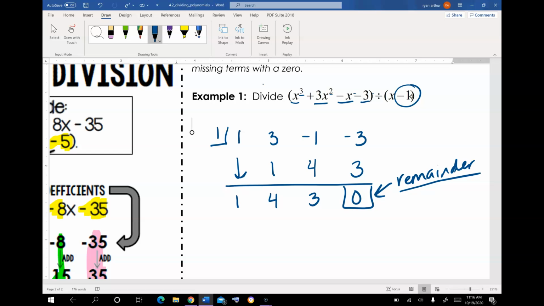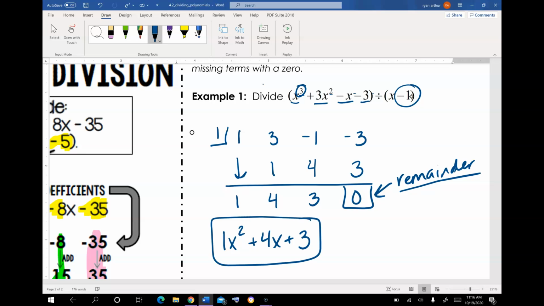So this remainder actually means something, and there's theorems for it, okay? Now, our question started with a cubed, so our answer is going to be a squared. So this is going to be 1x squared plus 4x plus 3. And since our remainder is 0, we don't have to write it, okay? And that will be your answer, all right?